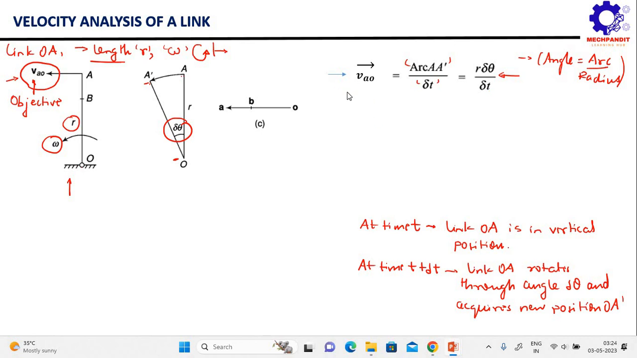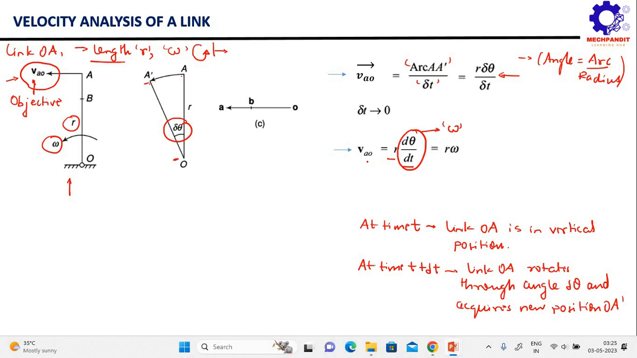Now when the limit delta t tends to 0, after taking the limits, this entire equation will reduce to simply VAO equal to r d theta by dt, and we know that this rate of change of angle with respect to time is simply the angular velocity omega.